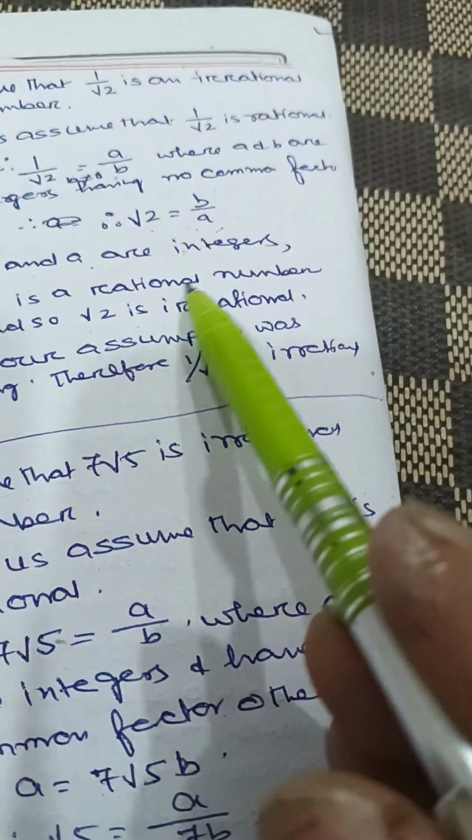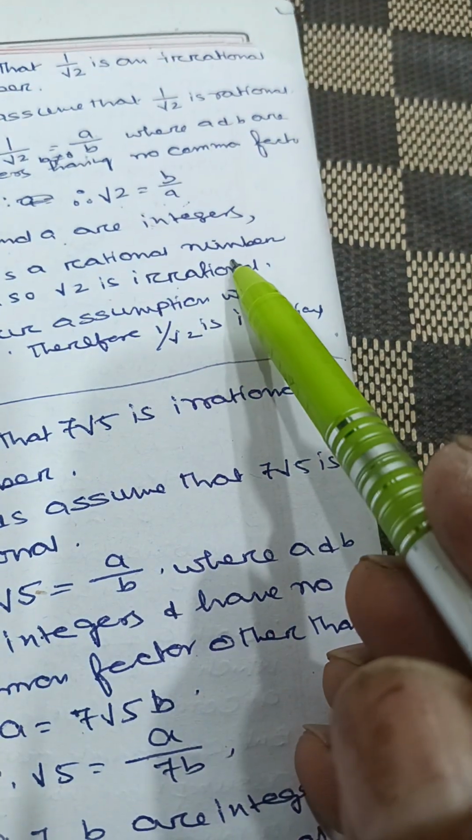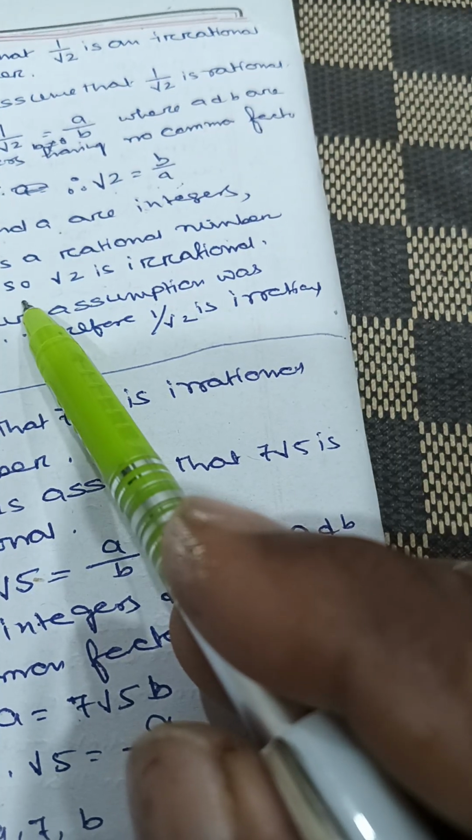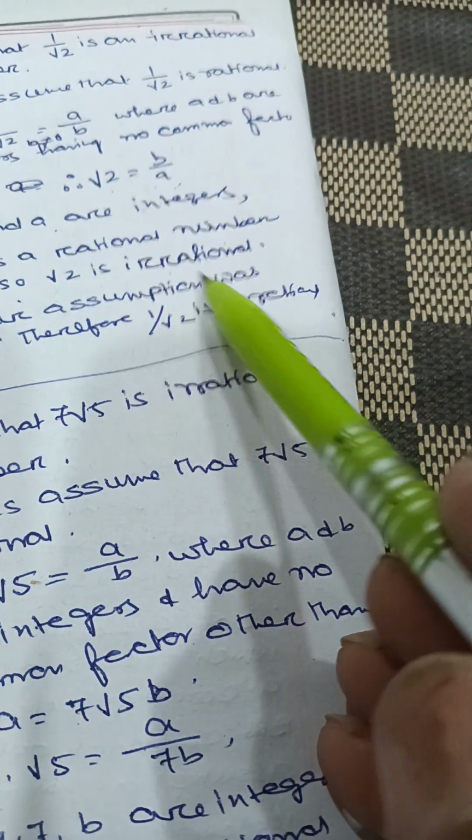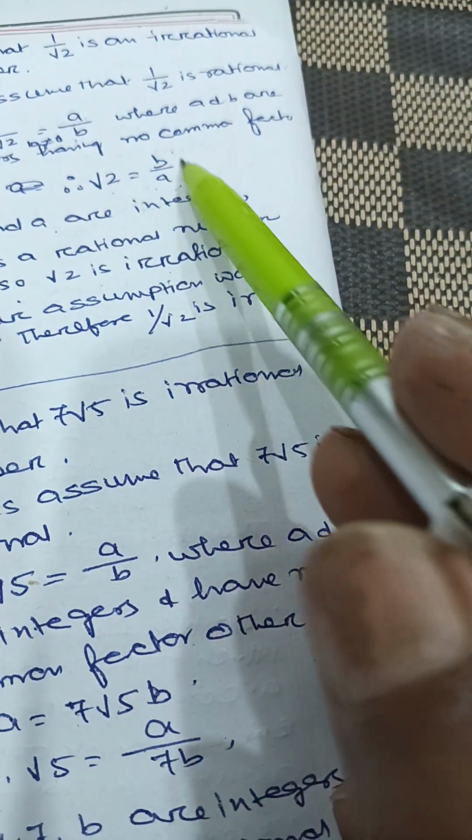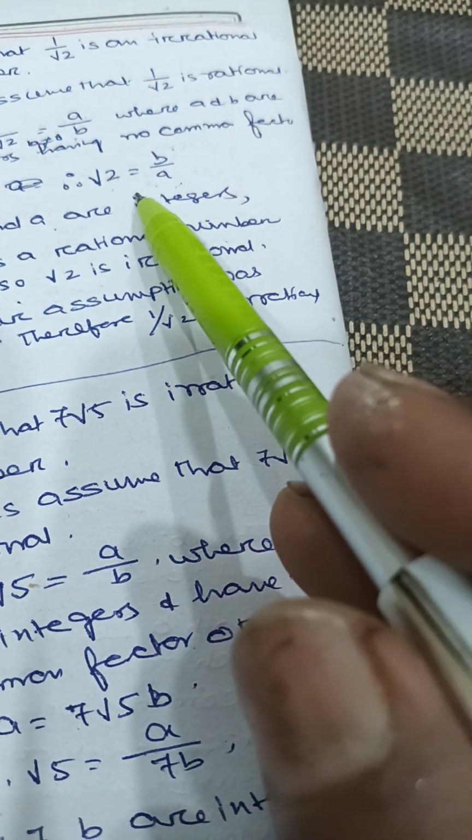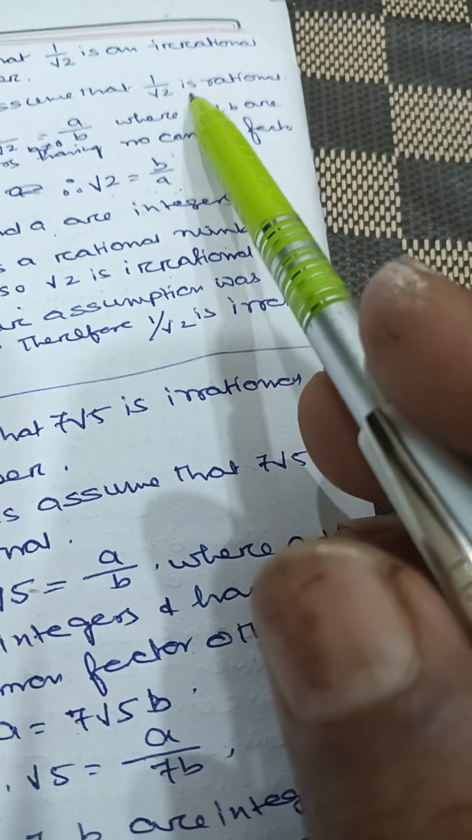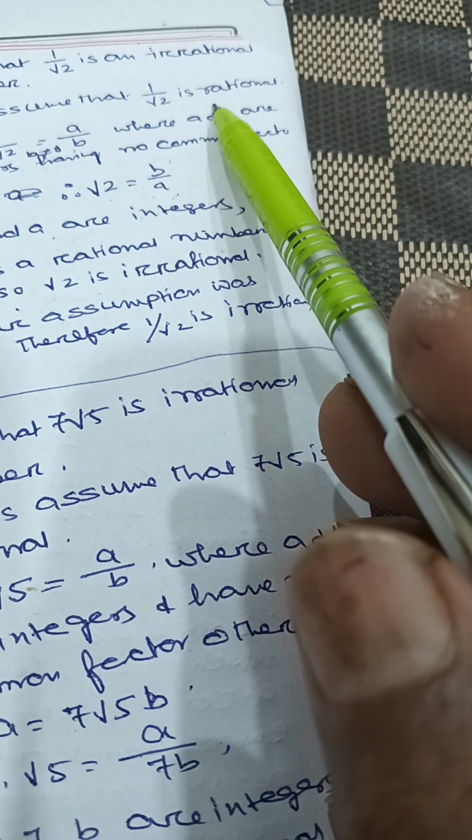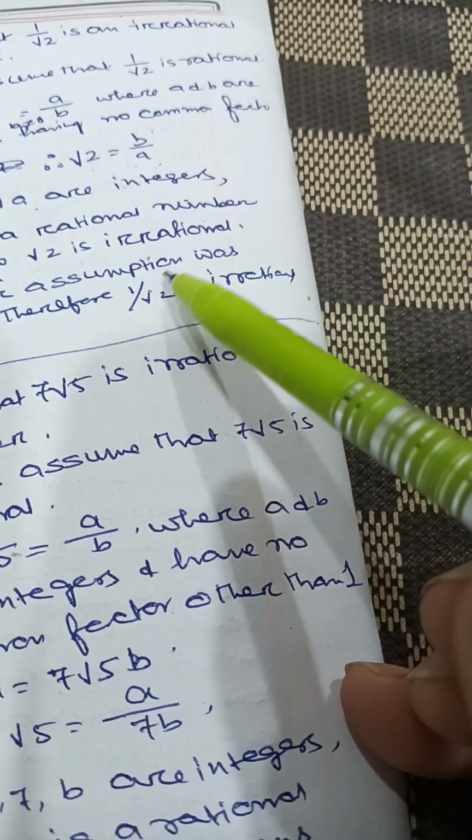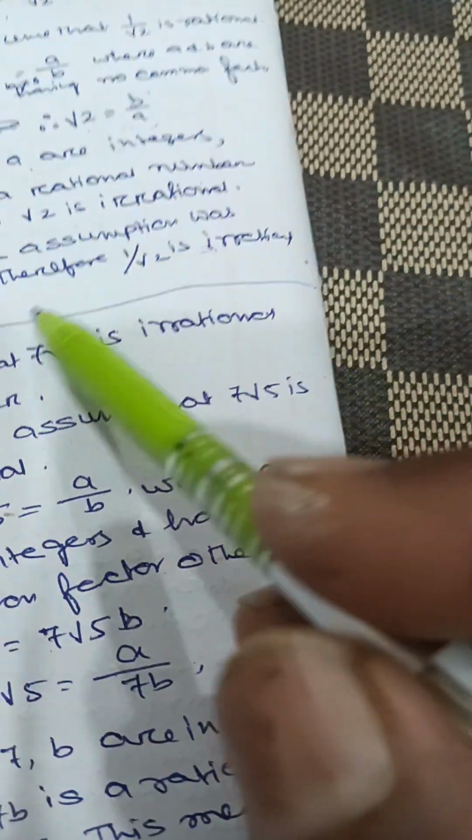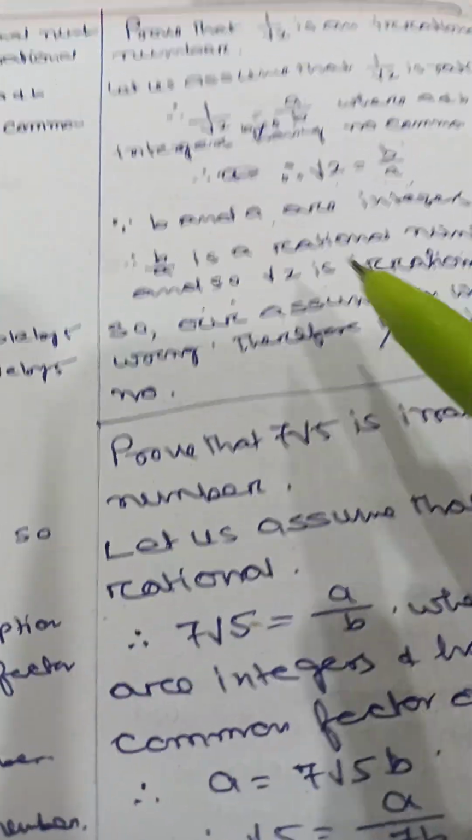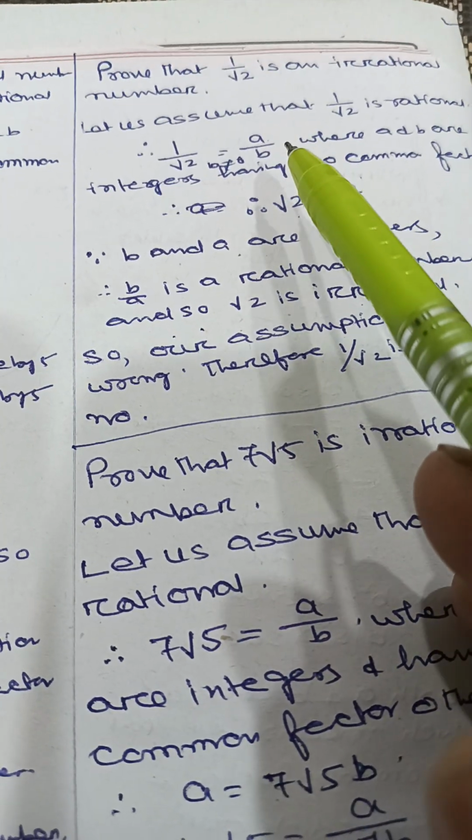So here b and a are integers. B by a is a rational number, so root 2 is also rational. You see, this side is irrational, this side is rational. So this is a contradiction. Why does this contradiction arise? Because of our incorrect assumption, whatever we have considered, that 1 by root 2 is a rational number. That was the incorrect assumption. So our assumption was wrong. Therefore, you write 1 by root 2 is an irrational number. Okay. This is the first question of number 3.